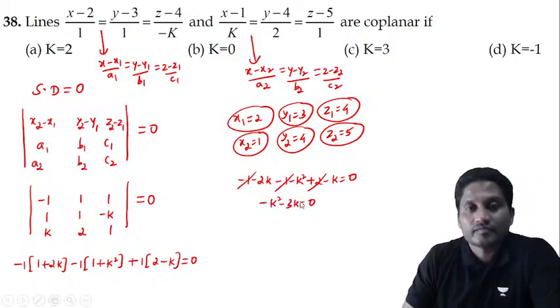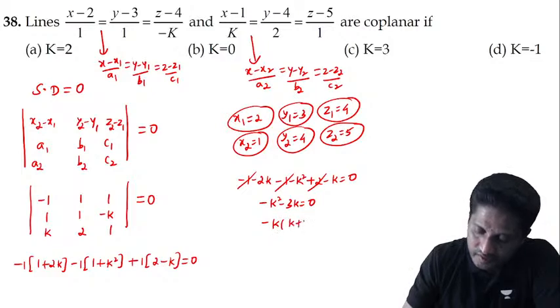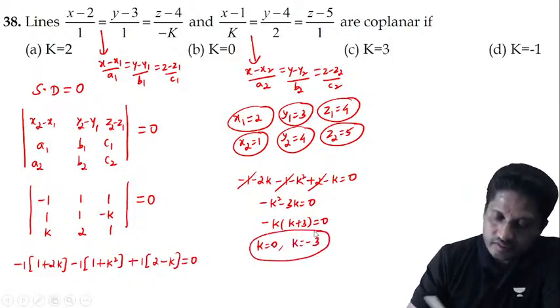Isn't it, guys? If I take minus k common, you will get k plus 3 is 0. So this means that k is equal to 0 or k is equal to minus 3. So one of the options is k is equal to 0 only. Answer is option A. Sorry, option B.